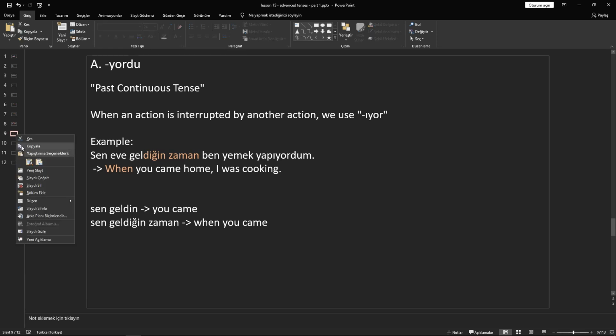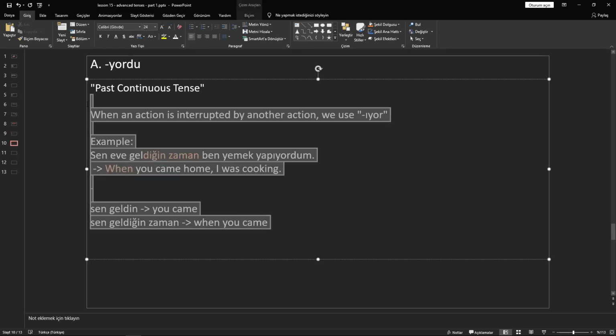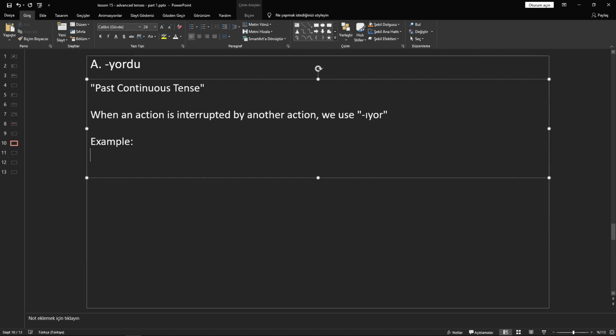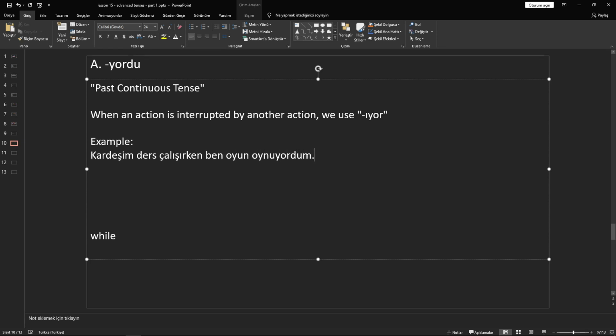Okay, let me give you one more example. So, there's also the other kind of sentences that you say with while. Mesela, kardeşim ders çalışırken ben oyun oynuyordum. Kardeşim ders çalışırken ben oyun oynuyordum.